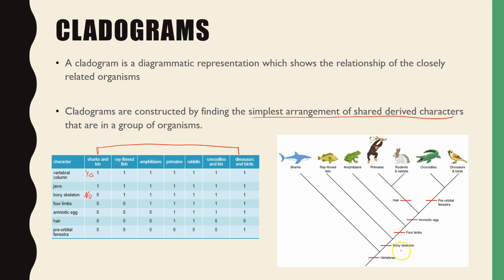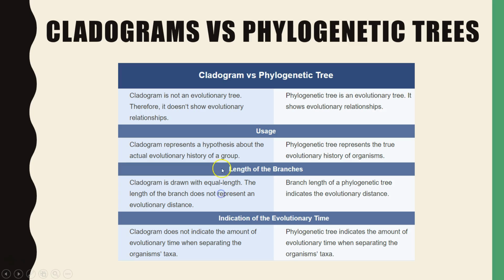So using this table here, we construct a cladogram where the species which have the least features in common, so the sharks and kin, will be the most distantly related from the species that have the most of these features in common. So things like the primate and things like dinosaurs and birds are going to be the most different from sharks because they have the most difference in their features.